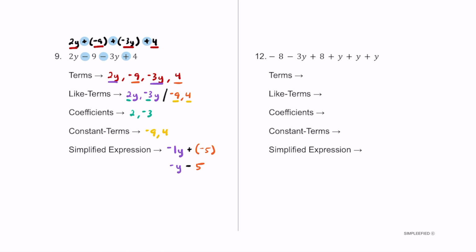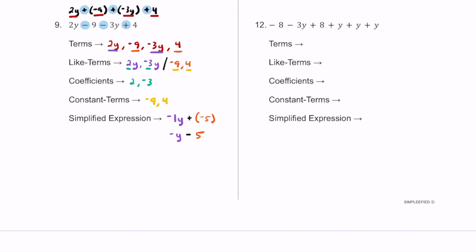All right, here's one final expression. So for number 12, we have negative 8 minus 3y plus 8 plus y, and plus another y here. So do we see some plus signs? Yes, we have 1, 2, 3, 4 plus signs, but we have 1 minus sign. So make sure we know what this represents. This is negative 8. And instead of writing minus 3y, we can write plus a negative 3y. Okay, that's going to be equivalent, or the same.